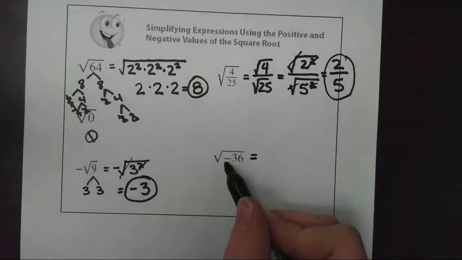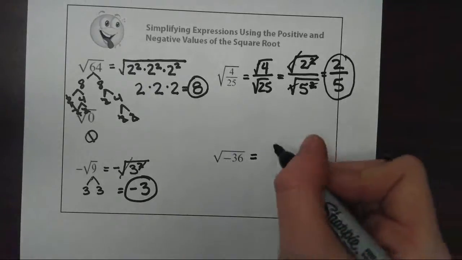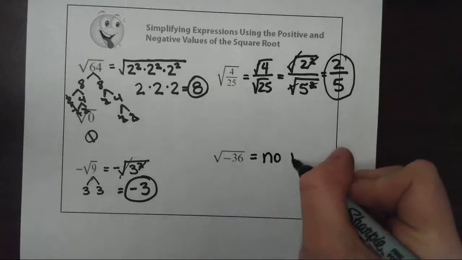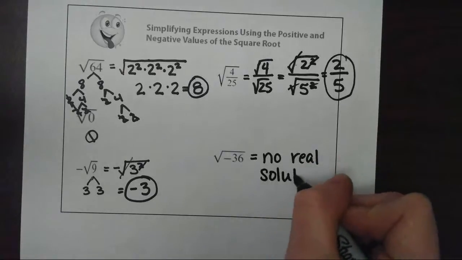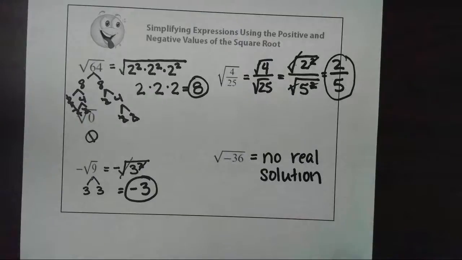So whenever I see a negative number in the radicand, I'm going to say that there's no solution, or no real solution. There is a solution when we deal with imaginary numbers. That'll come later. So right now, whenever we have the square root of a negative number, we just say there's no real solution.